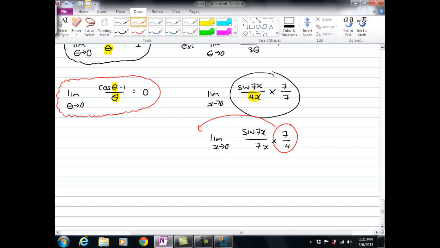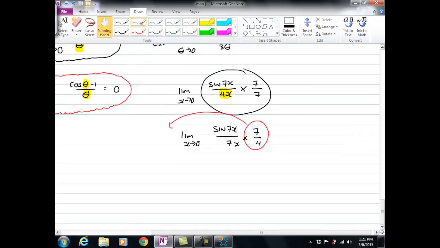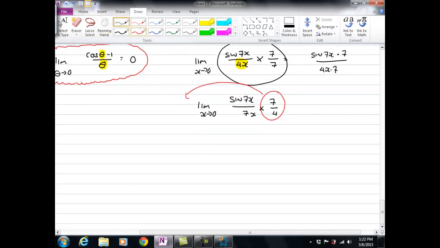But how did you get 7x? How did I get 7x? Okay, here's what I did. Would you agree this becomes sine 7x times 7 over 4x times 7? Which is the same thing as saying 7x times 4? Which is the same thing as saying potato. Okay. So now this becomes 7 over 4 times the limit as x approaches 0 of sine 7x over 7x.